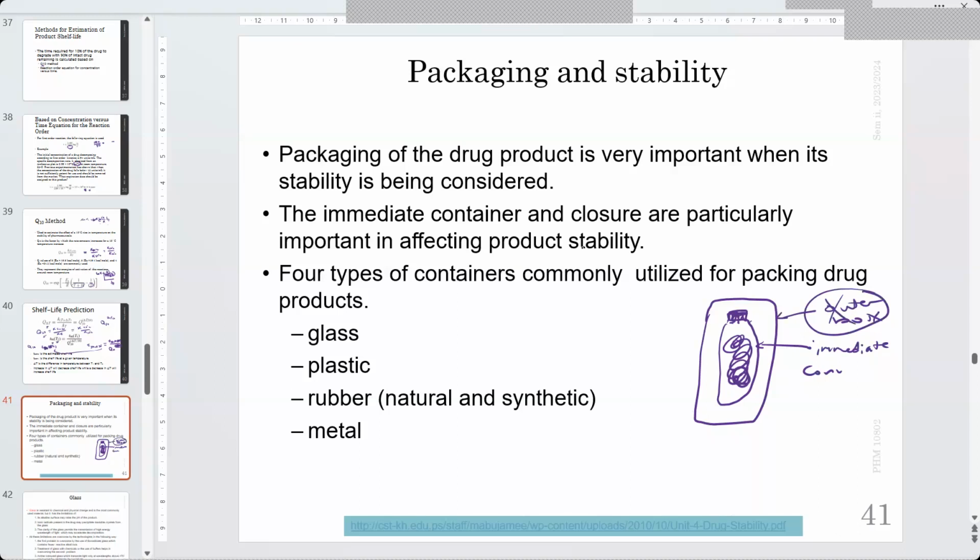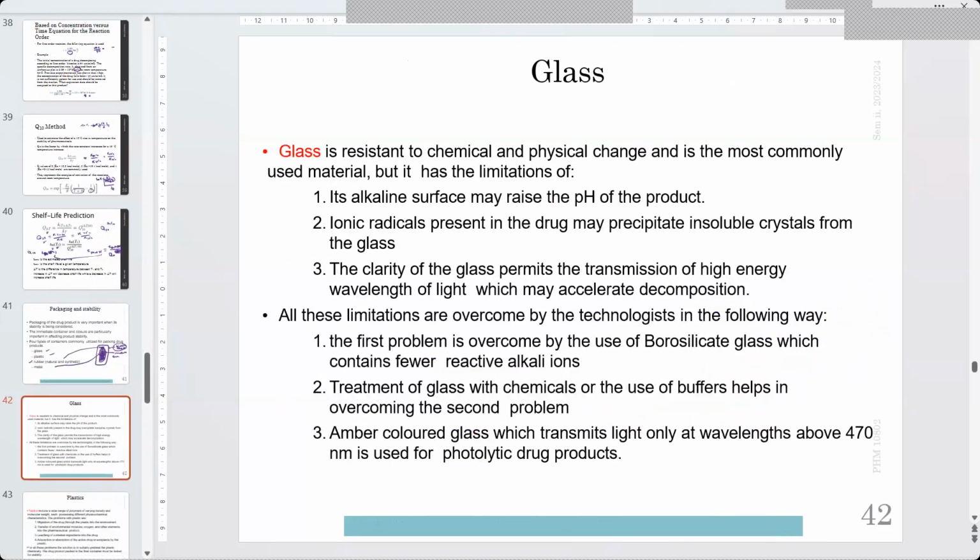So the parts of the container or packaging material that will come in contact with the formulation or the drug product are the ones that may interact with it. We may use glass, we may use plastic, we may have rubber, especially the stopper. The stopper may be rubber. It may be metal also, the stopper, or maybe some bottles may be metal, like in case of inhalers. So this may interact with the drug. Okay, what kind of interaction happens? We have different interactions based on the type of material.